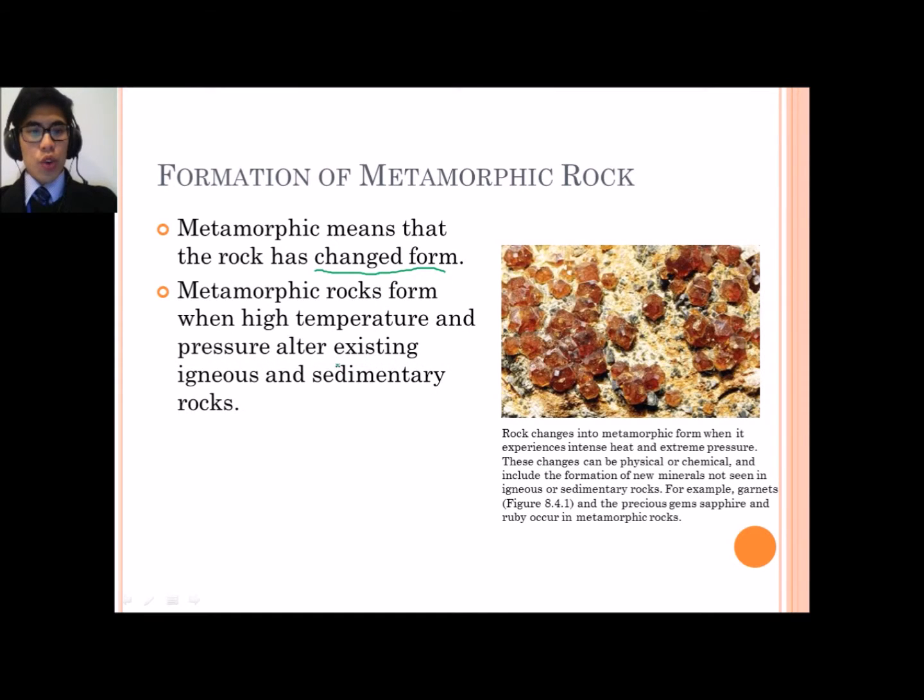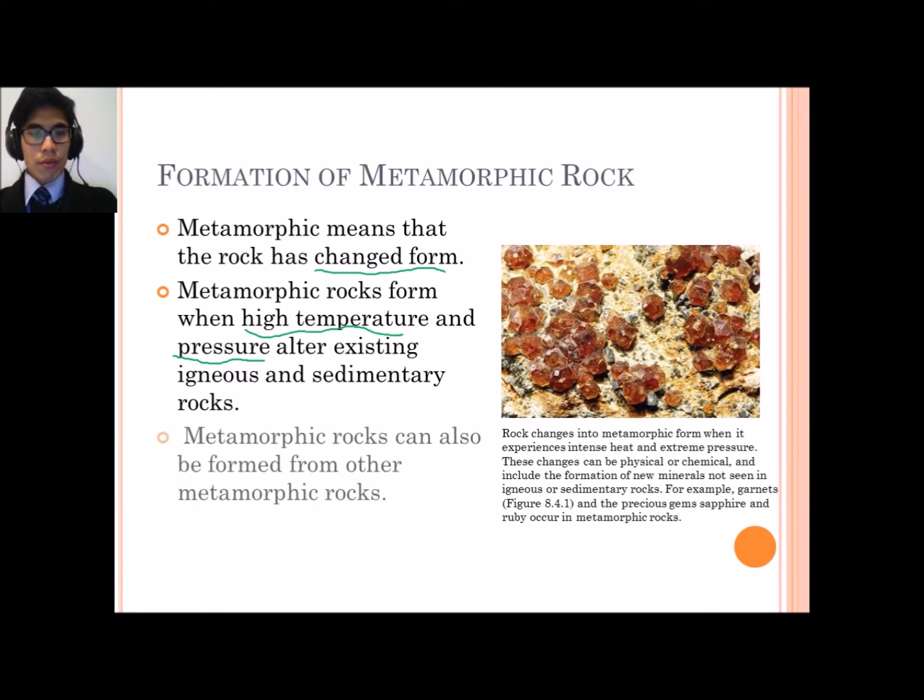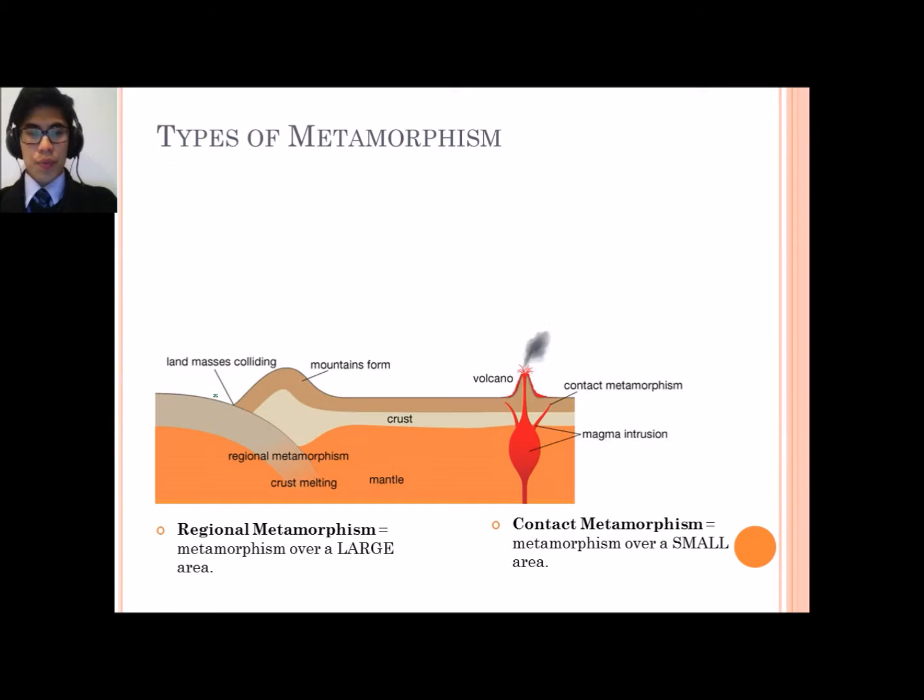Metamorphic rocks form when high temperature and pressure alter existing igneous and sedimentary rocks. So you might get an igneous rock that's come out of the ground, it's extrusive, but then it might have high temperature or pressure again from the earth, and it will alter it to be a metamorphic rock. Metamorphic rocks can also be formed from other metamorphic rocks that have undergone high temperature and pressure as well.